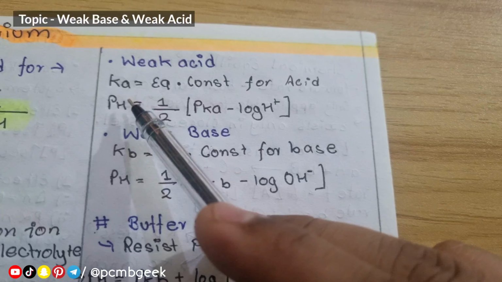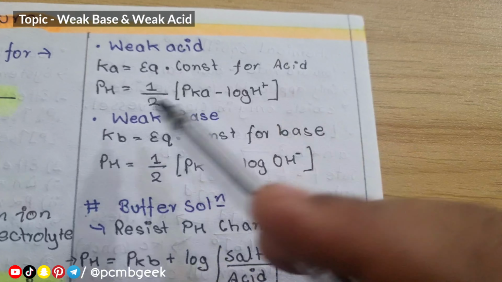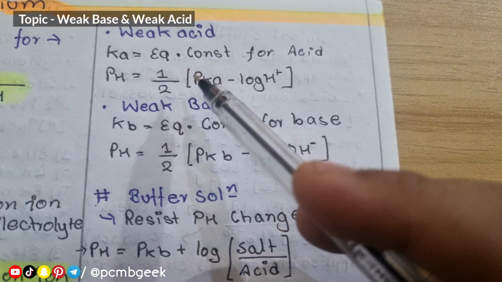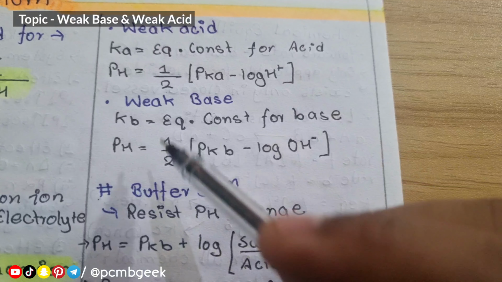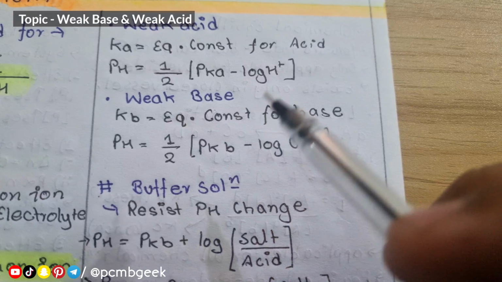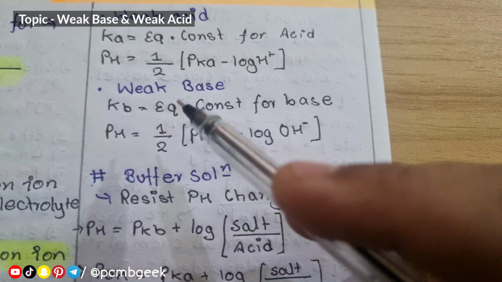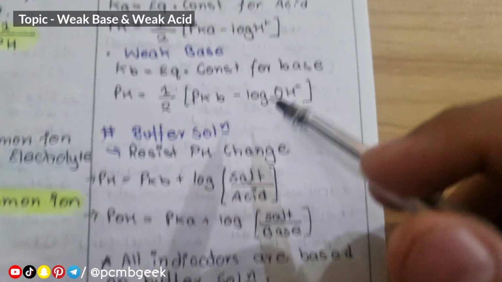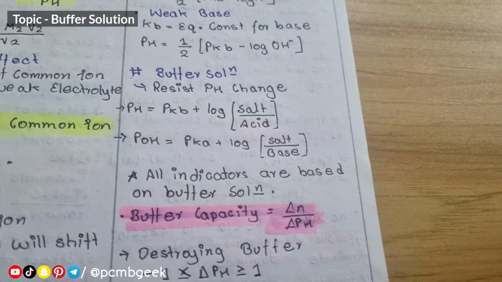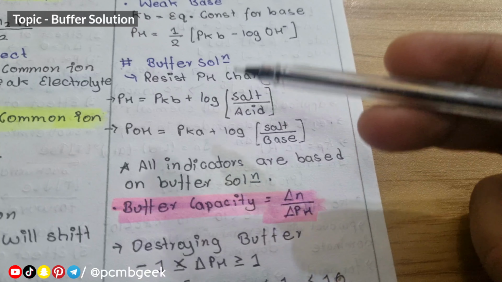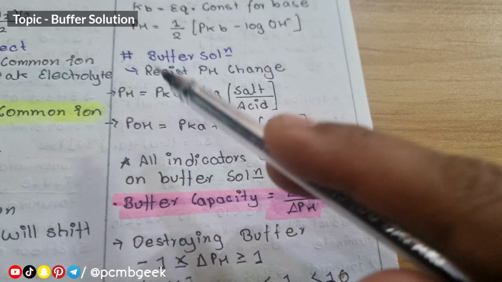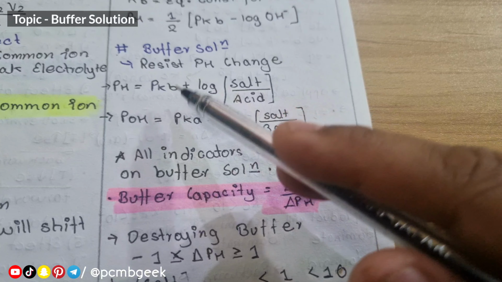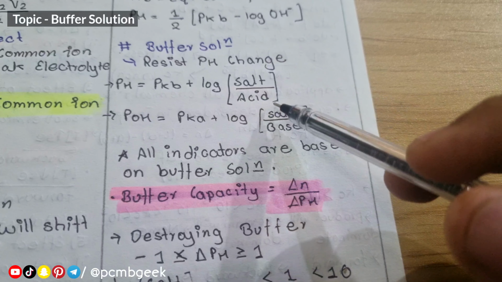Now, for a weak acid, Ka is the equilibrium constant for the acid, and pH equals half of pKa minus log of H plus ion concentration. For a weak base, Kb is the equilibrium constant for the base, and pH equals half of pKb minus log of OH minus ion concentration. What is a buffer solution? Those solutions that resist a change in pH are called buffer solutions. For a buffer solution, pH equals pKa or pKb plus log of salt by acid or base.